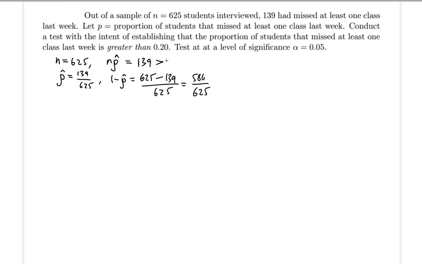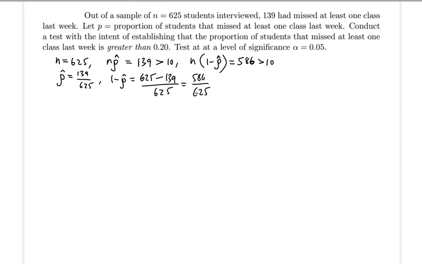So the test is to make sure that this n p hat product, in this case 139, exceeds 10, right? So that's good. And the same thing here, n times 1 minus p hat. We've got to make sure. So this basically tests the sample size. It makes sure that the sample size is large enough because that's when you're going to use the normal approximation to the binomial, right? So n times 1 minus p hat is going to be, of course, 625 times 586 over 625. So the 625 cancels out. We get 586, which is greater than 10 as well, right?